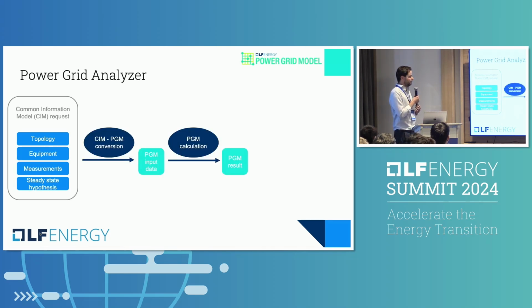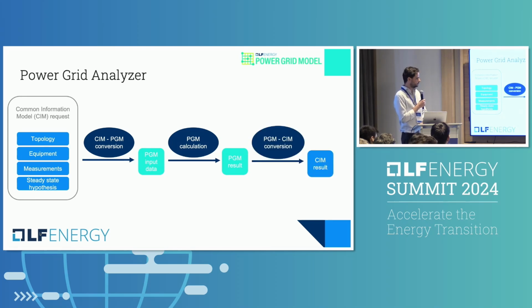Then within the Power Grid Analyzer, a CIM to Power Grid Model conversion is done to create Power Grid Model input data. Then Power Grid Model itself is called to do a calculation, so either state estimation or power flow in this case. And then we get Power Grid Model results. Then we do a conversion back, so from Power Grid Model to CIM. And the CIM data is transferred again through our services and stored in our databases.